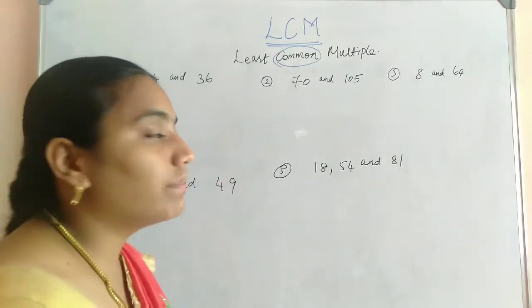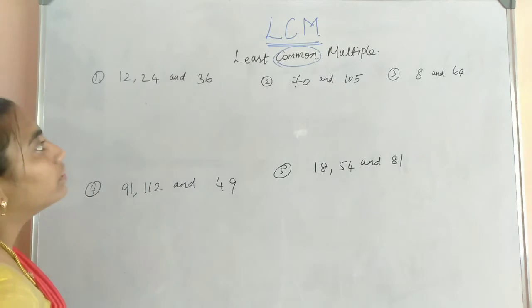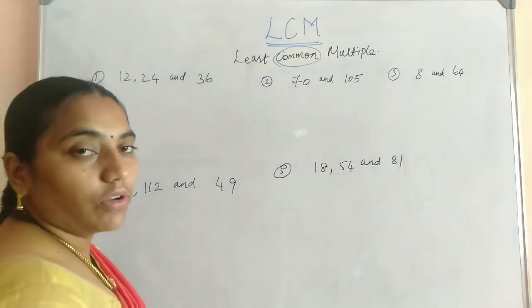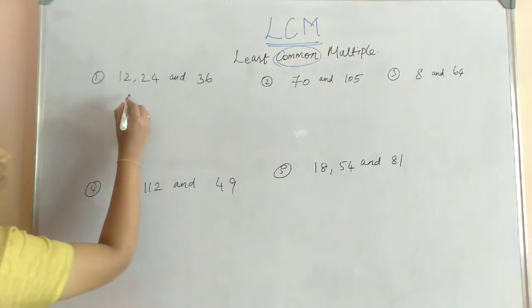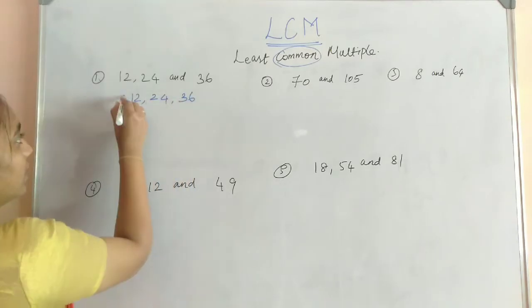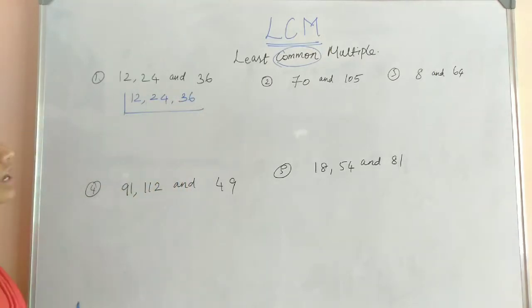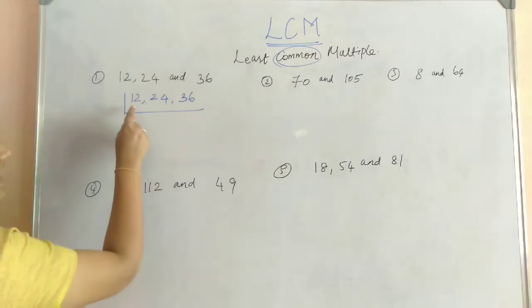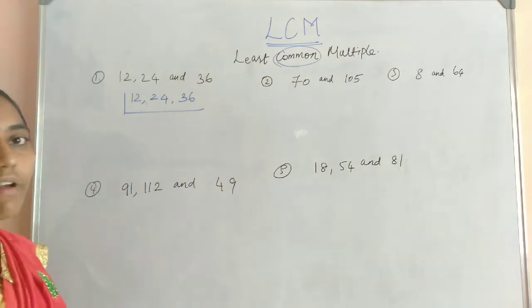Okay, let us do the sum. First sum: 12, 24 and 36. We should find this LCM. First you should try 12, 24, 36. Okay, this L-shaped line. I told you, which is the keyword? Common. You just check whether all 3 have a common factor.